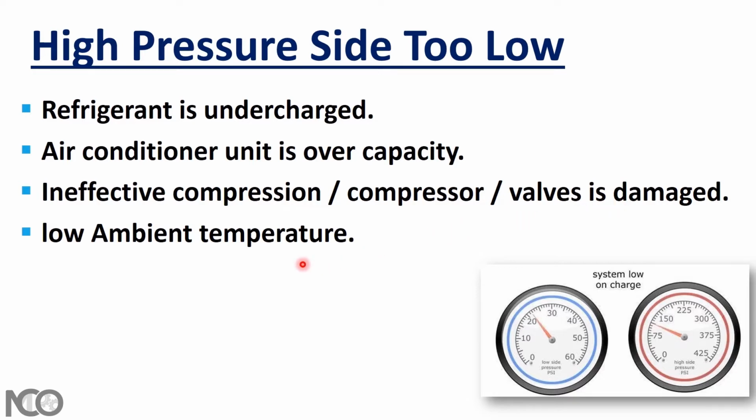The last reason that makes the high pressure side too low is low ambient temperature. If you have low ambient temperature, then you have no maintenance action to do. Now you know the 4 reasons that make the high pressure side too low and their solutions.